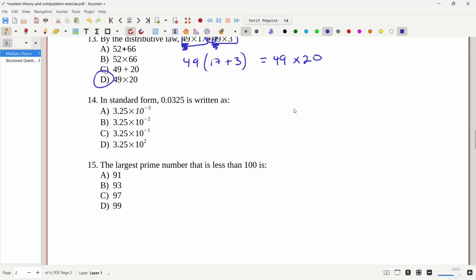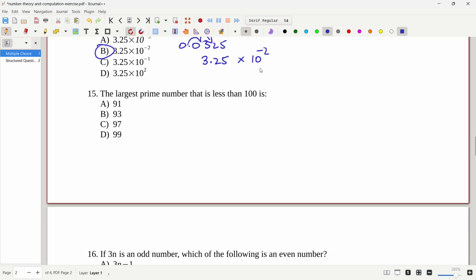Next, I'm supposed to write this in standard form. So I have 0.0325, and I'm going to write this by some power multiplied by 10. So I can see here 1, 2 places so that I can get 3.25, and that would mean I need to put 10 to the power of minus 2 since I moved to the right, and that answer is B.